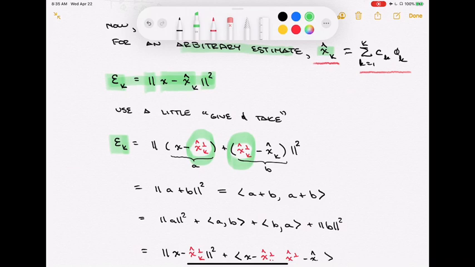I'm going to then group things a little bit creatively. I'm going to take the x that I had before, and group it with the minus x hat perp k, and I'm going to call that my a.